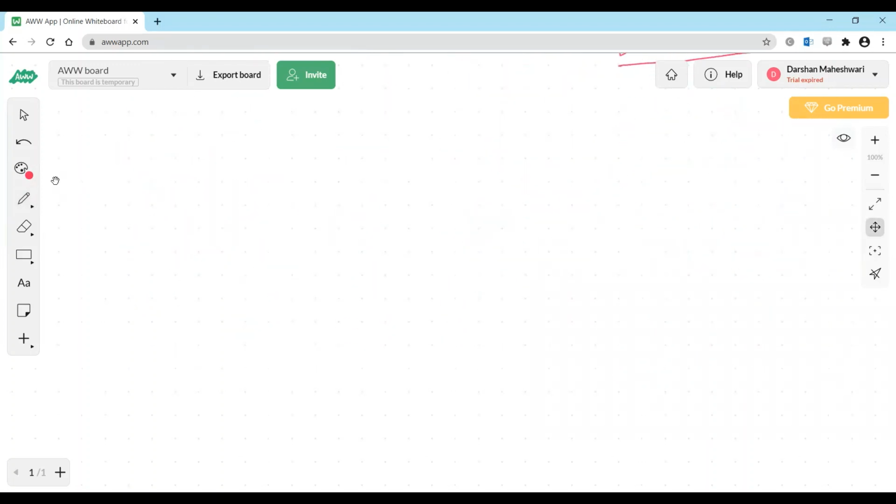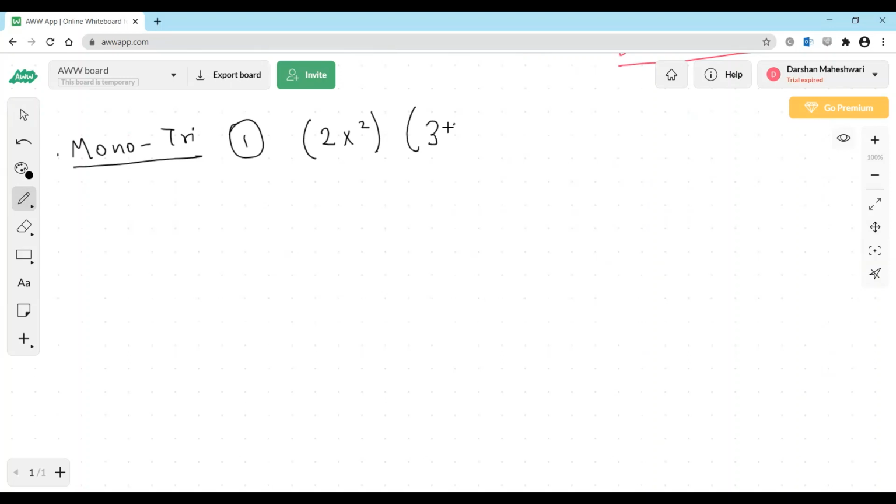All right, let's talk about monomial with trinomial. So we have mono and we have tri. So the procedure remains as it is, just one step is increased. So let's suppose we have 2x square as monomial and we have 3x square minus 4x plus 7 as trinomial. So what will be the answer for this?